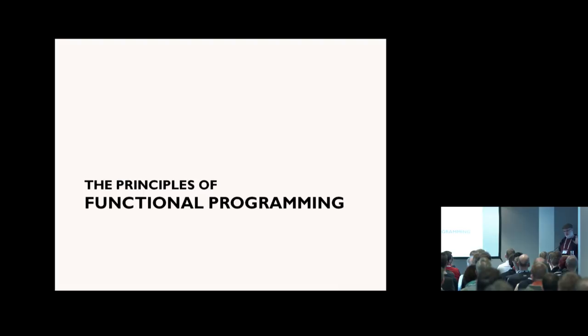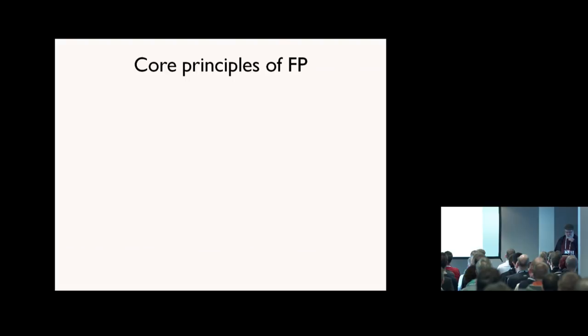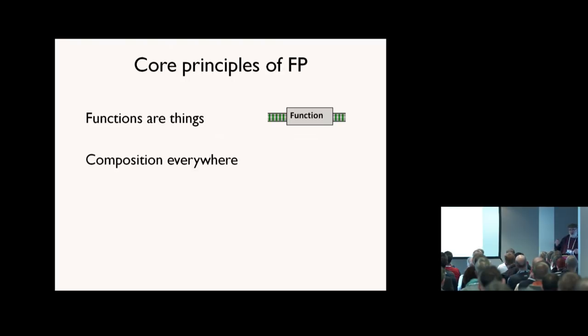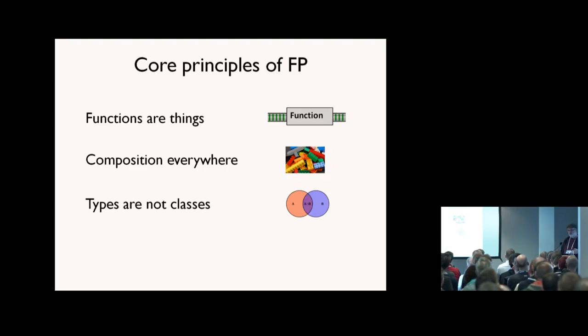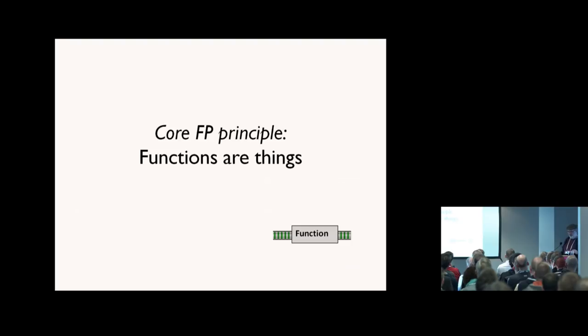Now let's look at functional programming and see how that philosophy applies to it. Again, I'm going to assume you know nothing about functional programming, and I'm sorry if you do, because this will be a bit boring. So, core principles of functional programming, and this is my theory of it. People have different ideas, but here are the three things. First of all, functions are things, and I'm going to think of them as little bits of railway track. Use composition everywhere, and again, that's like Lego. And types, in typed functional programming, are not the same thing as classes. They're much more like sets. And we'll talk about all three of these things.